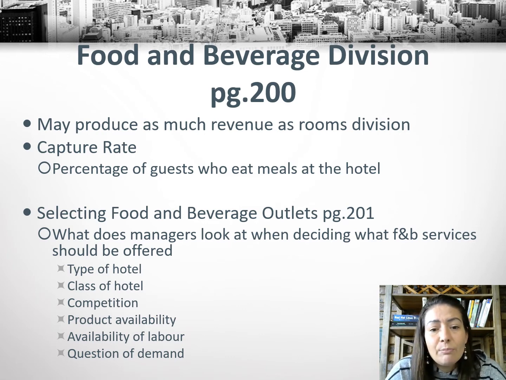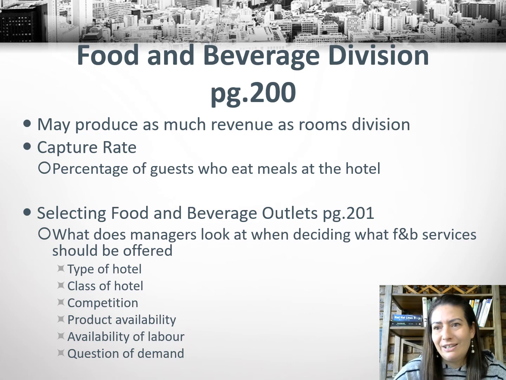something better. Product availability: whatever they want to advertise or sell, they need to find out if it's easily available, if the supplier has it in stock constantly, because you can't have something and then never get it again. And then availability of labor, do you actually have staff? And then the question of demand: does your target market actually want it? You can't have something on a menu and everybody's like, who's going to have this? Nobody wants it. So be clever about it.